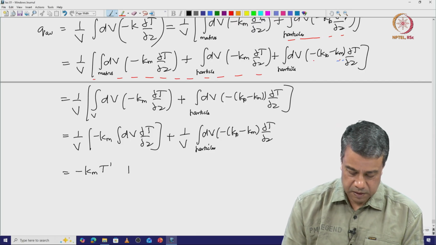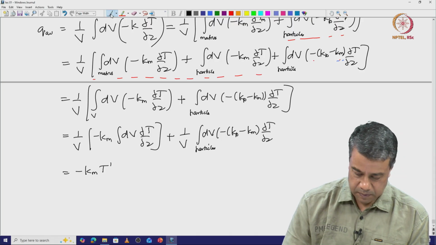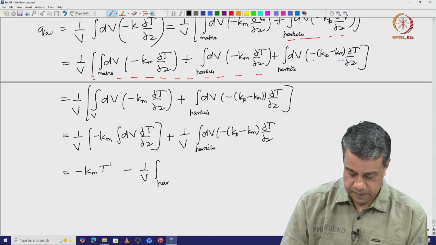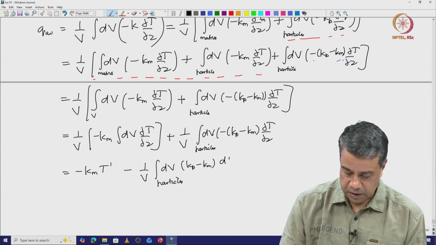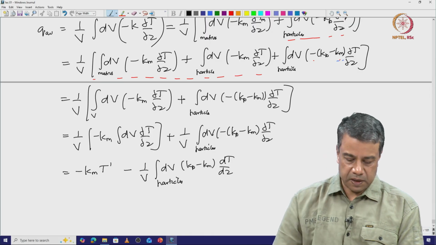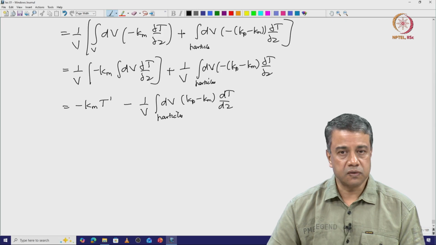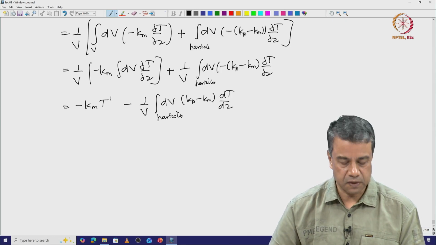plus this, or if I take the minus sign outside, I will get minus 1 over V integral over the particles of dV of Kp minus Km, dt by dz. The second one is only over the particles. This is over all n particles, the integral of the flux over all of the particles.